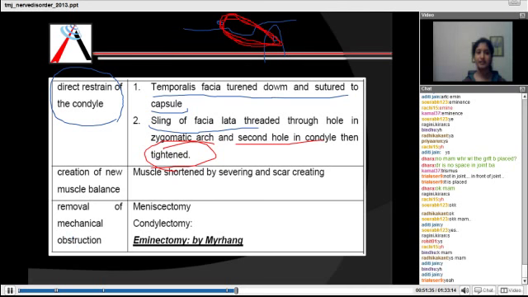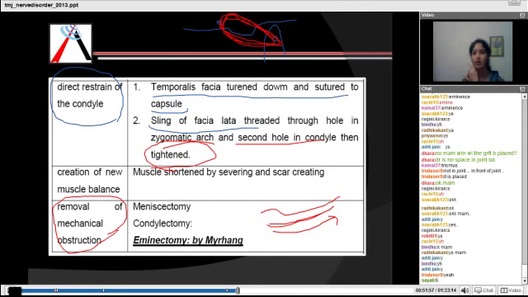And finally he said removal of the mechanical obstruction. What Miller and Murphy said was that instead of trying to create speed breakers, just remove the speed breaker completely. Let the mandible go, let the condyle go ahead and come back to its place normally. When your condyle goes ahead, it cannot come back to its place because of your articular eminence. So you remove the mechanical obstruction only so that your condyle can easily go ahead and come back to its place. There is no problem at all.